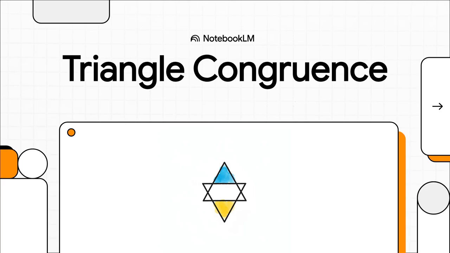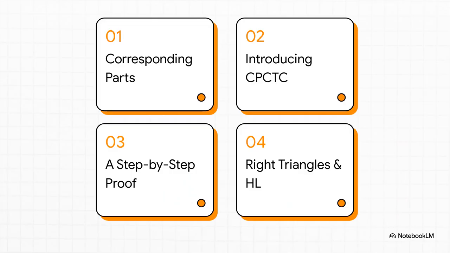Have you ever wondered how we can be absolutely certain about every single part of a shape when we only have a few pieces of information? Well, today we're going to dive into a core concept in geometry that does exactly that, proving parts of triangles are congruent. So, here's the game plan.